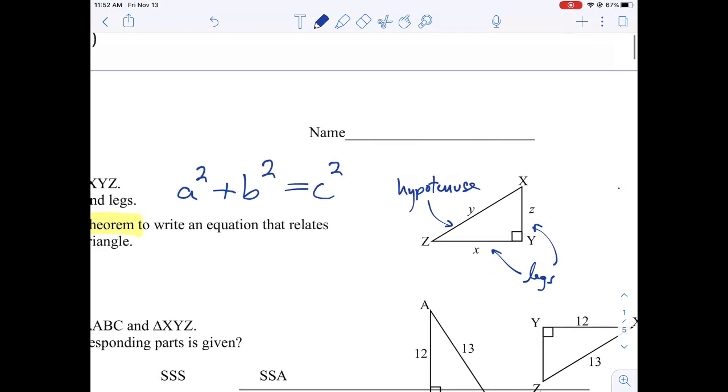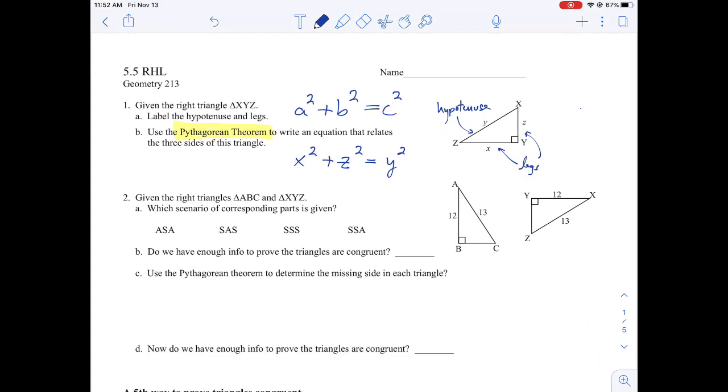And so just to make sure you understand where certain sides fit into the Pythagorean theorem, let's use this triangle on the right to write out an equation that would relate the side lengths. So x is a leg, so we take x and square it. z is a leg, so we take the length z and square it. And y is the hypotenuse. So the legs squared and added together equals the hypotenuse squared. All right, so remember that as a hint for what's to come.